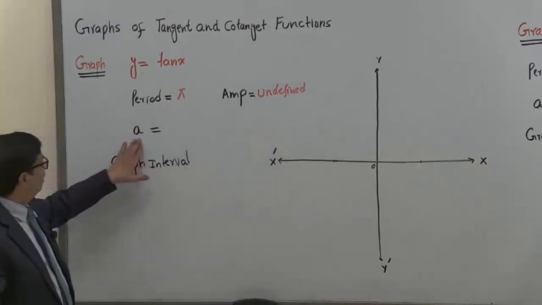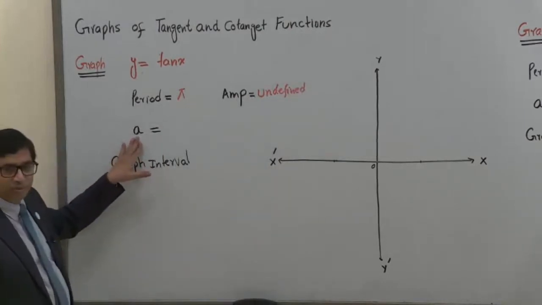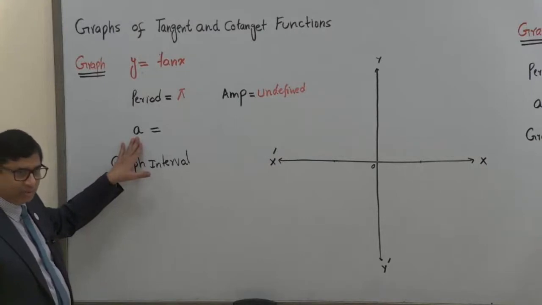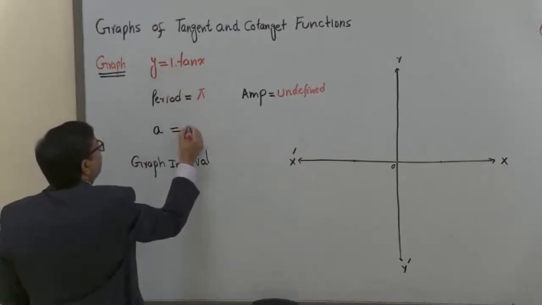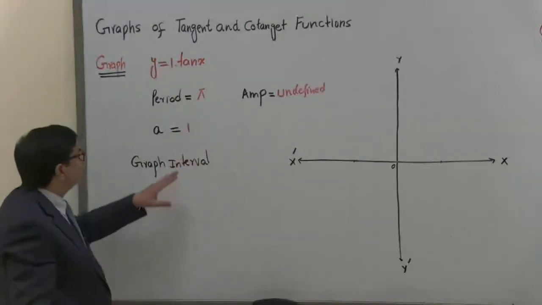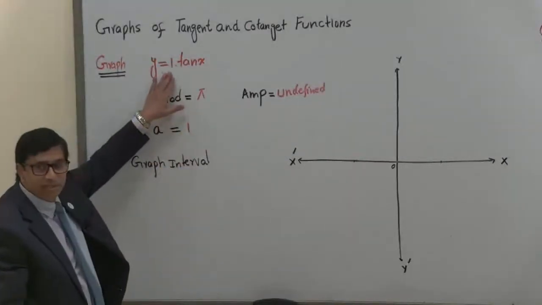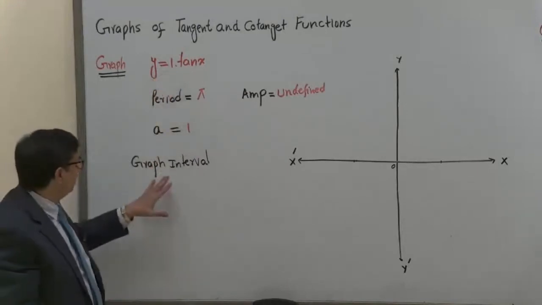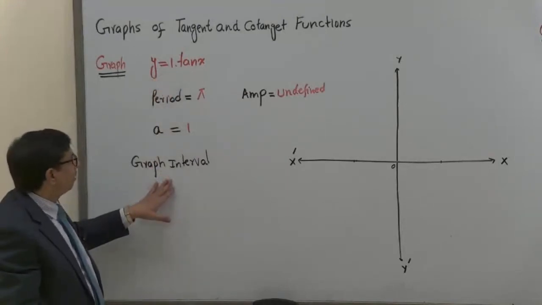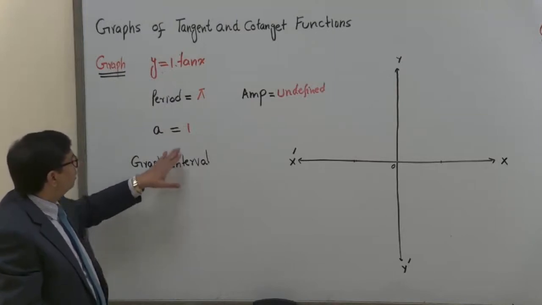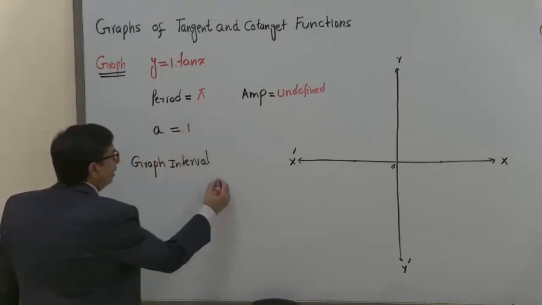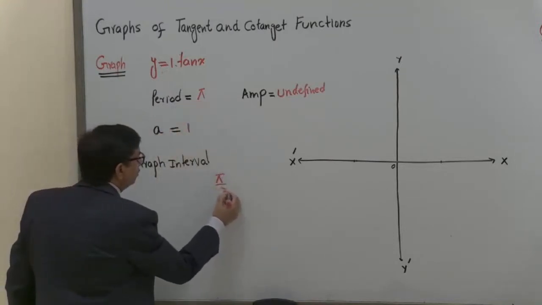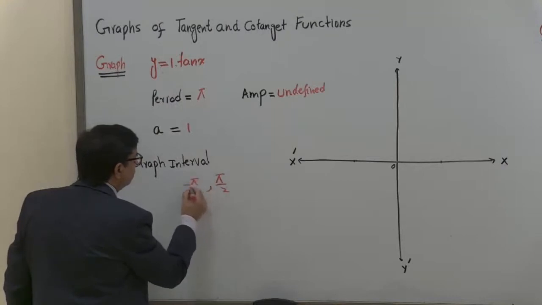Previously A was amplitude, but here A is not amplitude. A is the coefficient written before this, and this is 1. Always take it as positive. If a negative number is there, we make it absolute. Graph interval: for the tangent function, the graph interval is half of the period, I mean we divide it by 2, so pi over 2 to minus pi over 2.